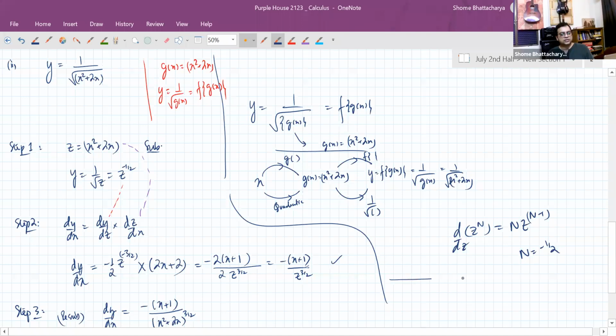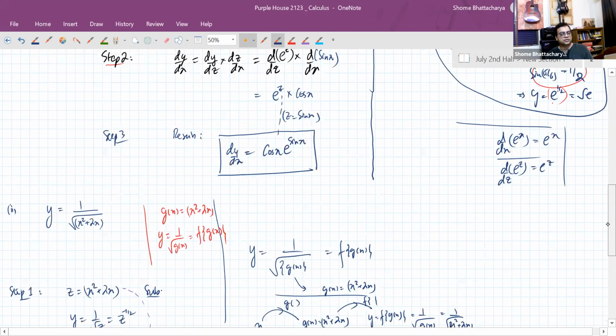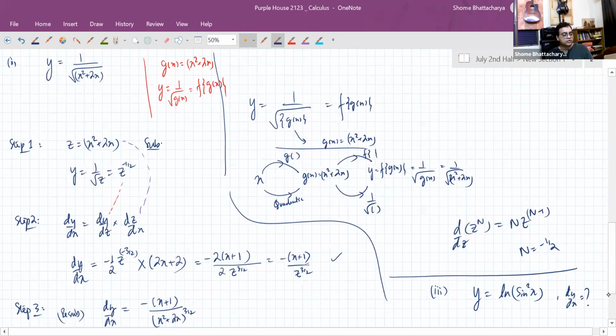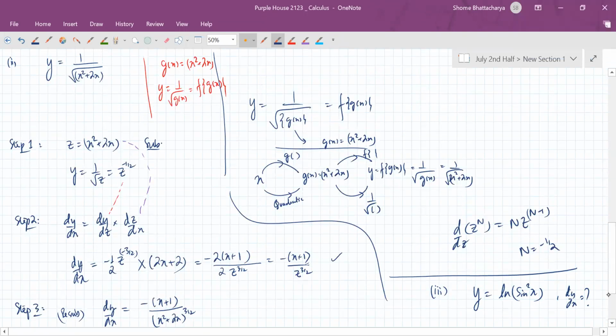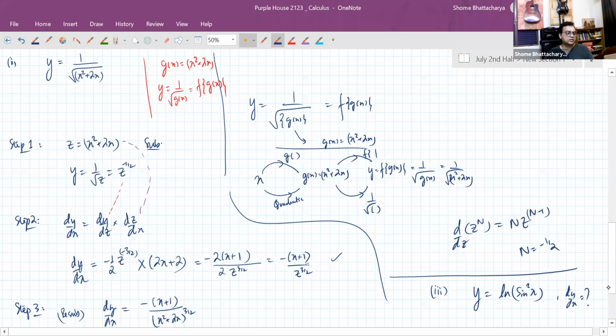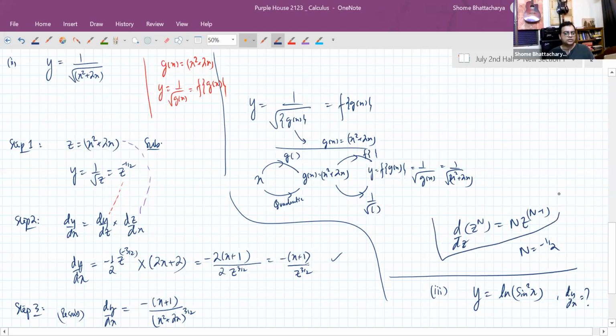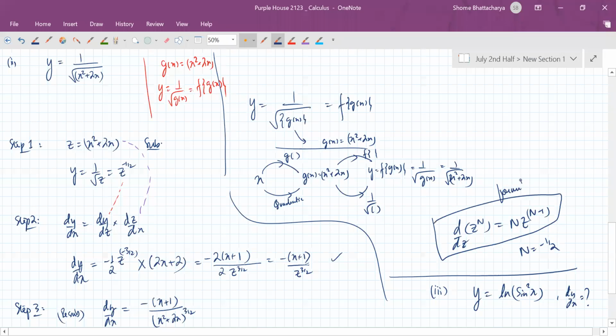So just finish writing this one, and if you're done with this, then try out the third question. I think it was ln of sine square x, right? You wanted to find dy by dx. It is compulsory to find n. d upon dz is equal to n z raised to n minus 1. This is the formula we are using, so it is compulsory to find n.